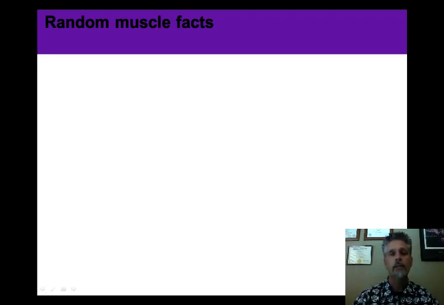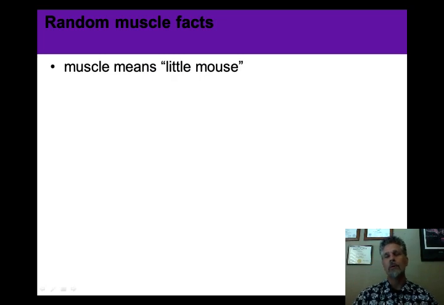All right, so let's take a look at, starting with, some random muscle facts, right? Those are always good things to impress your friends with. Muscle actually means little mouse. So in fact, the standard house mouse, they have a binomial system for naming these different species, and it's called Mus musculus. So mus is its genus and musculus is its species. And so you can see how it relates to muscle.